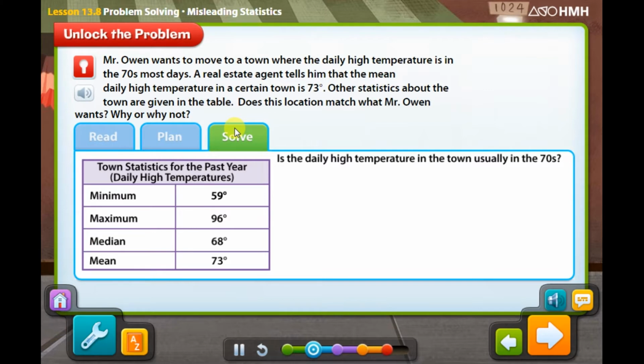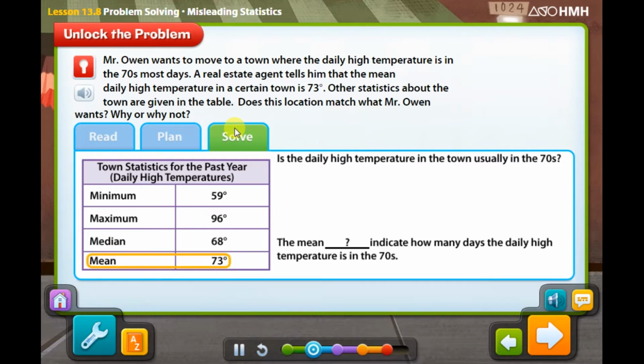Use our plan and work backward to find out if the daily high temperature in the town is usually in the 70s. Can the mean tell you if the daily high temperature is usually in the 70s? Actually, I'm not sure. I cannot depend on the mean to give me the overall conclusion about the temperature on most days. So using the mean to describe the daily high temperature for most days in the town is misleading.